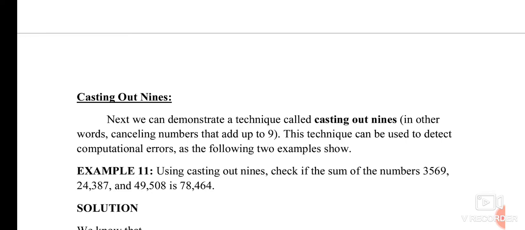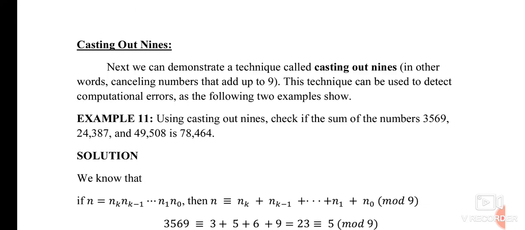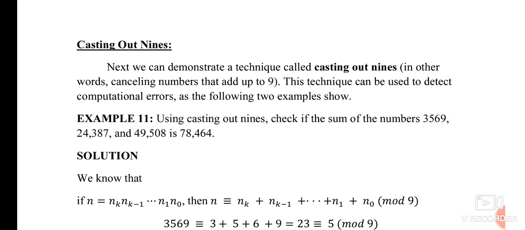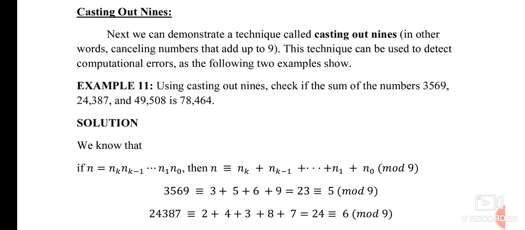This technique can be used to detect computational errors. We see two examples. Example 11: using casting out nines, check if the sum of the numbers 3,569, 24,387, 49,508 is 78,464.